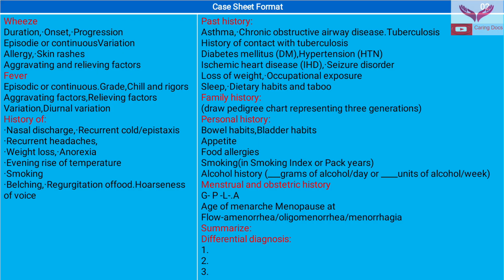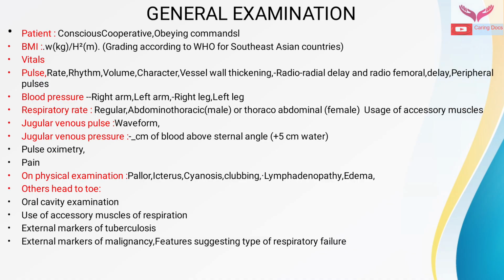In personal history, we will ask about bowel habits, bladder habits, appetite, food allergies, smoking, how many cigarettes he smokes per day, smoking index or pack-years, alcohol history, menstrual history, age of menarche, menopause, amenorrhea, oligomenorrhea, menorrhagia. Then we have to summarize and make the differential diagnosis.